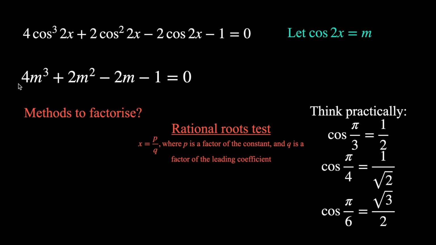So an example of p on q would be 1 on 2, right? So that's a factor of the constant and a factor of 4. Gives you one of the possible rational roots. So if there is a rational root, the rational roots test says that that must be in that list of x equals p on q. So we could try, for example, x equals a half.